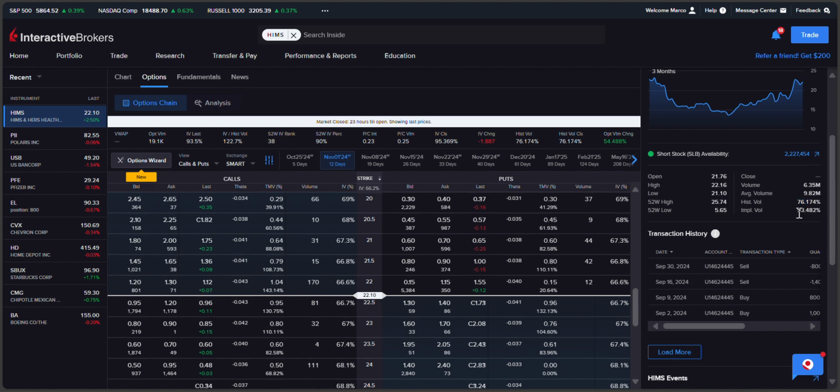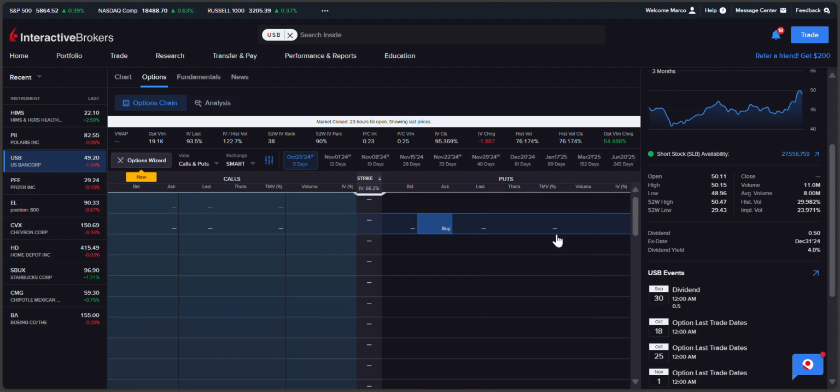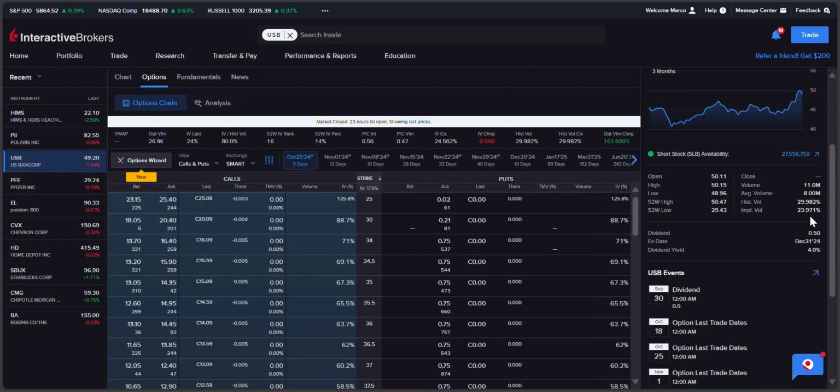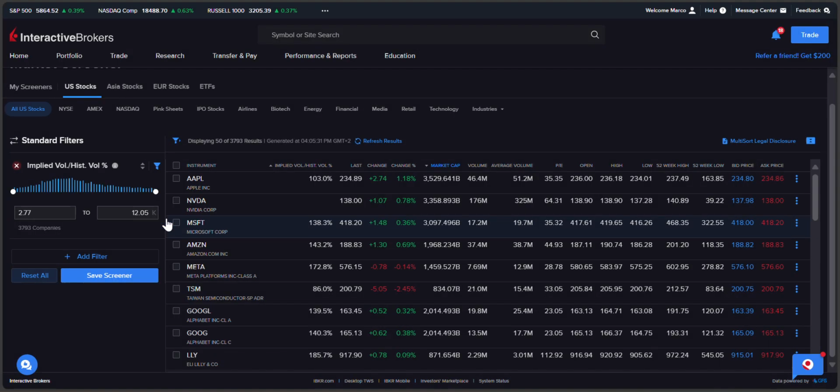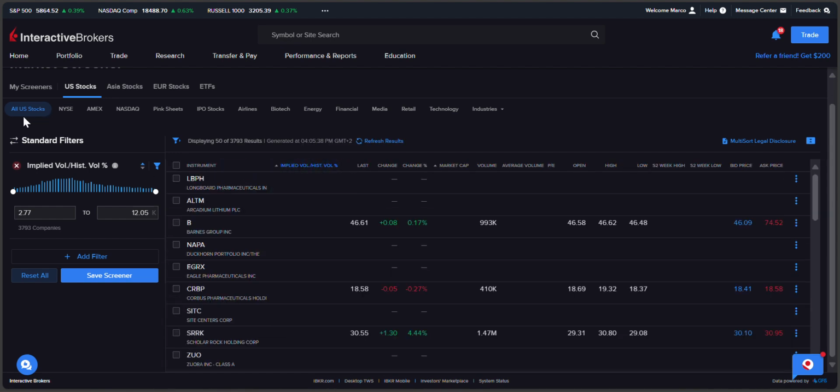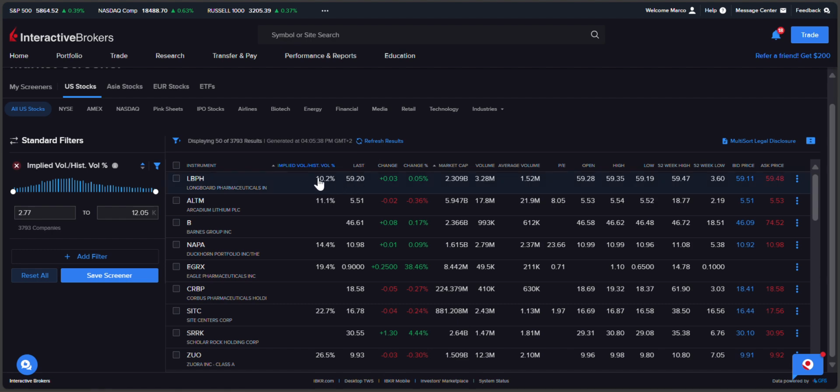But if you think about US Bancorp, the same implied volatility of 50% would be extremely high. And why is that? Because the historical volatility is around 30%. So you always need to compare the implied volatility of a stock with its own historical volatility, and not compare it with other stocks, because other stocks may have different levels of volatility. And so by using this indicator, all right, you can also filter for the US stocks and other indexes if you want.